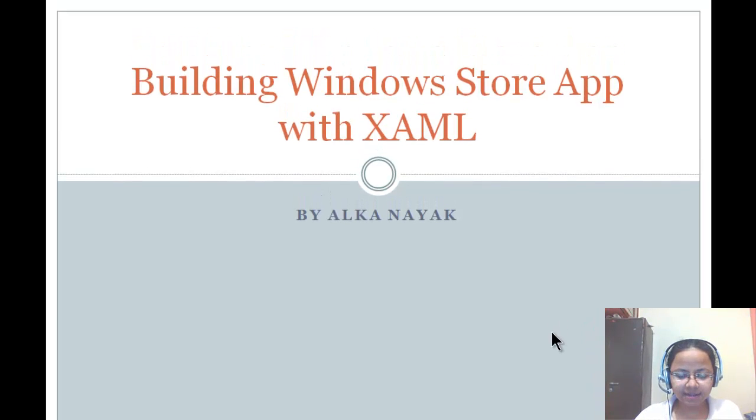Hello, this is Alka and this is a tutorial on building Windows Store app with XAML. We basically go through a few controls and see how we can add an event handler for the click event of a button control. Proceeding, we see how data binding can be done, and at the end we see how we can add an app bar to our application.